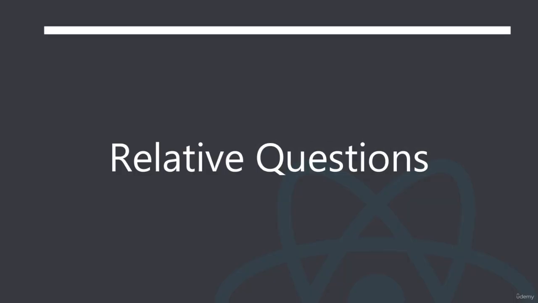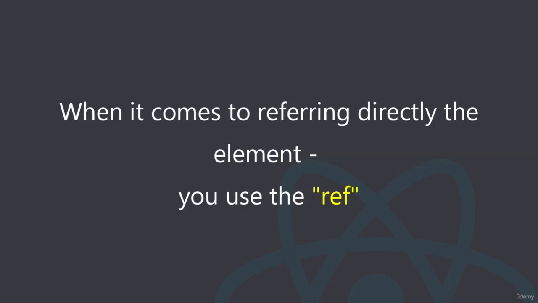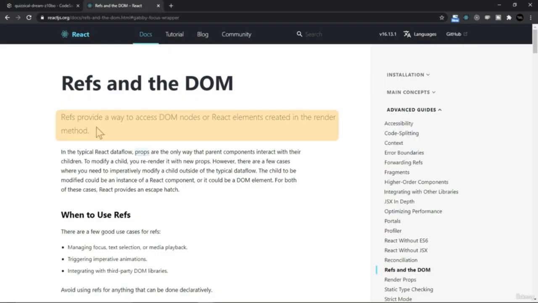There is one related question: what is the use of ref, or in which situation will you use ref, that is the reference. We have already seen that when it comes to referring directly to the element, you use the ref, but you do have to take care, as you see in this official documentation. It says that refs provide a way to access DOM nodes or React elements created in the render method. Similarly, if you want to get the reference of the element, you can use the ref attribute.